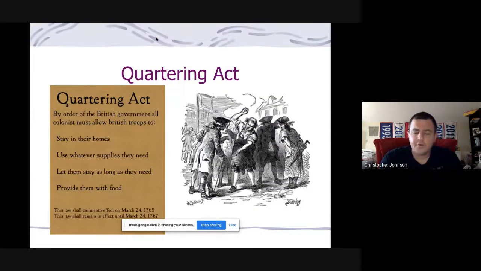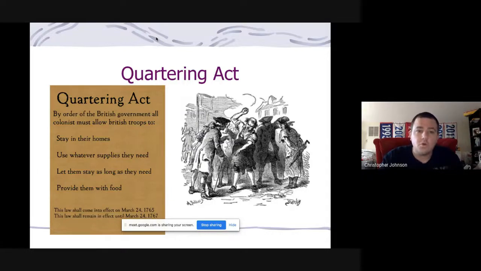The war is over, but the British still refused to remove the troops from North America. What they decided to do was keep British troops here in the colonies, and they called it the Quartering Act. Because the British couldn't afford to pay for forts, you had to house a soldier in your house. That soldier could be eating your food, sleeping in your bed, whatever it is.